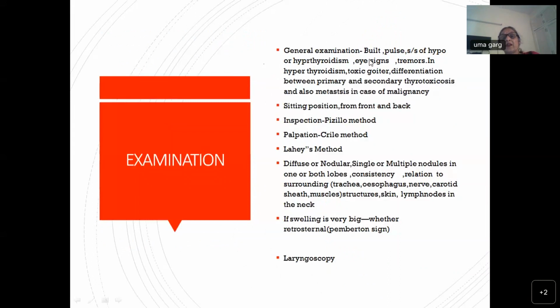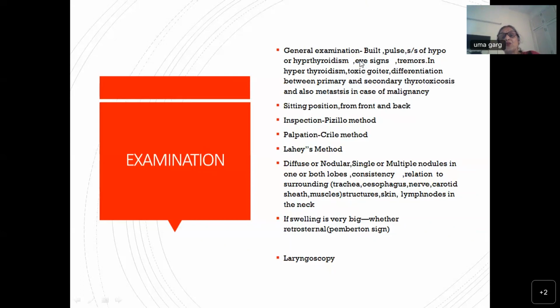Besides build, hyper or hypo. In hypo, there is a weight gain. In hyper, there is a weight loss. Then pulse, sleeping pulse rate or resting pulse rate. If it is high, it is hyperthyroidism, and bradycardia is in hypo. So, the other signs and symptoms of hypo or hyperthyroidism.